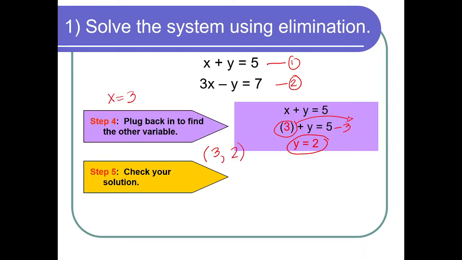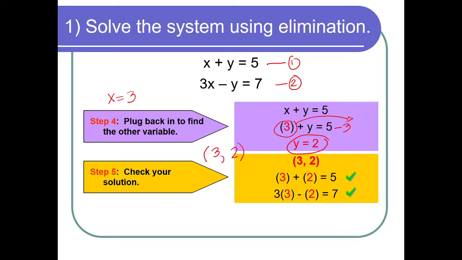Let's do the checking. There you go. That's equation 1. 3 plus 2 equals 5. That's totally correct. Equation number 2. 3 times 3 minus 2. 3 times 3 is 9. Minus 2, that's 7. Therefore, our solution is right. Questions about our first example?